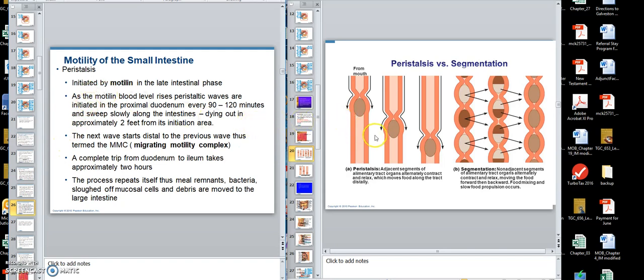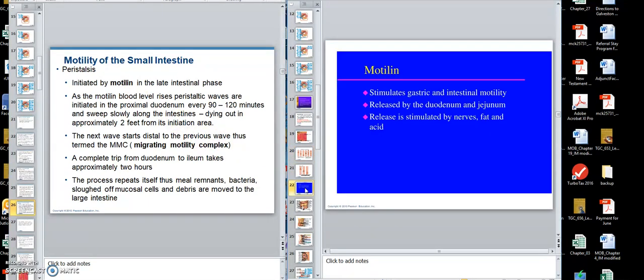Motility, peristalsis. Here's peristalsis, initiated by something called motilin. Now, motilin stimulates gastric and intestinal motility, is released by the duodenum and jejunum, and is stimulated by nerves, fat, and acid. So that motilin initiates the peristaltic waves. They're almost ready to go. As motilin blood levels rise, peristaltic waves initiate in the proximal duodenum every hour and a half to 2 hours and sweep along the intestines, dying out 2 feet from where they started.